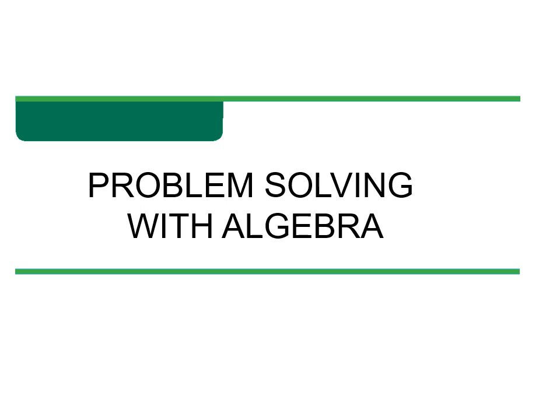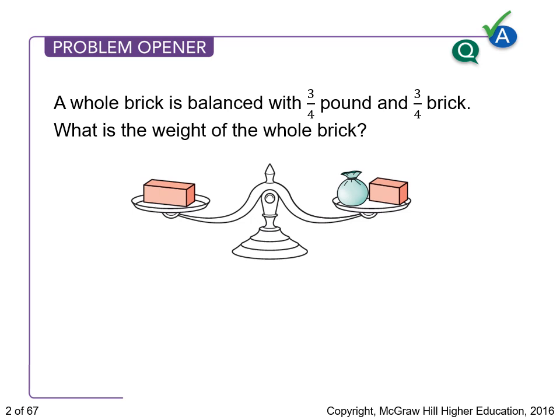This section is problem solving with algebra. One thing that we might look at in elementary school with algebra is the idea of a balancing scale. So here's a problem we'll answer at the end of the section. A whole brick is balanced with 3/4 a pound and 3/4 a brick. What is the weight of the whole brick?